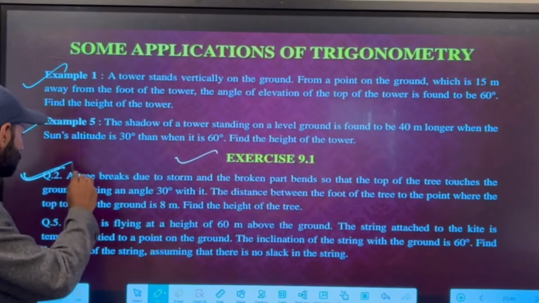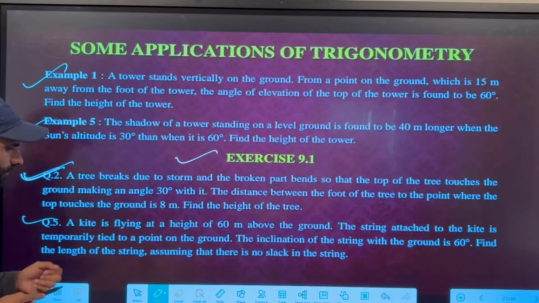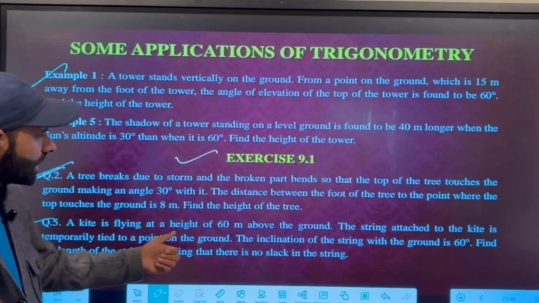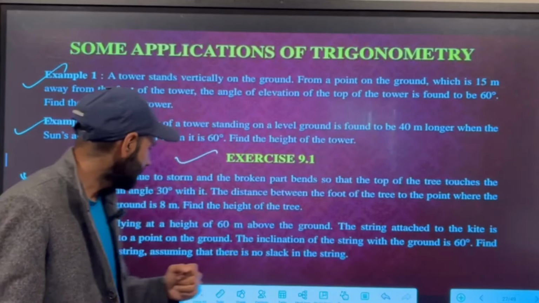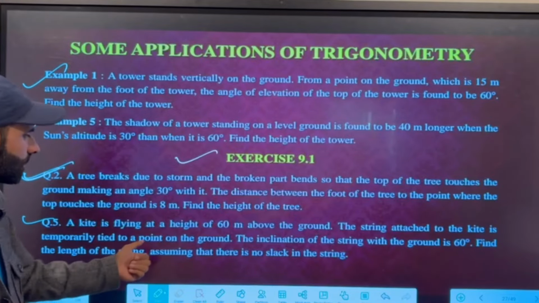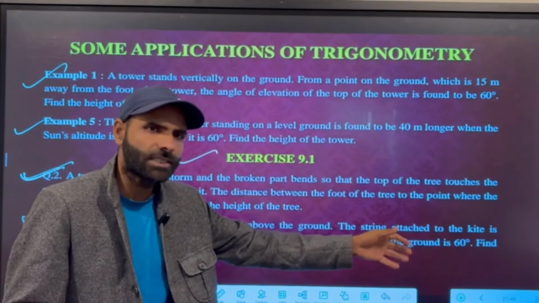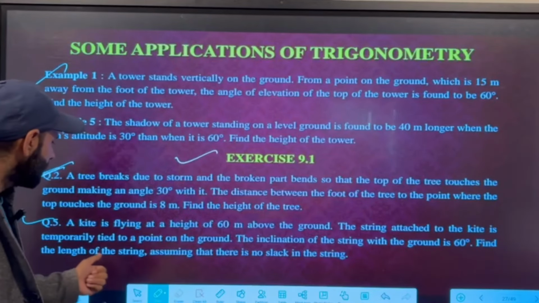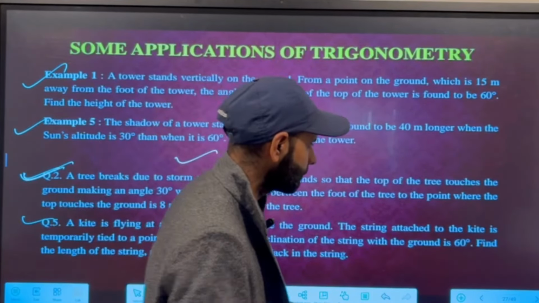This is very important question. Question number 5 may be asked. Question number 5: a kite is flying at a height of 60 meter above the ground. The string attached to the kite is temporarily tied to a point on the ground. The inclination of string with the ground is 60 degree. Find the length of the string, assuming that there is no slack in the string.